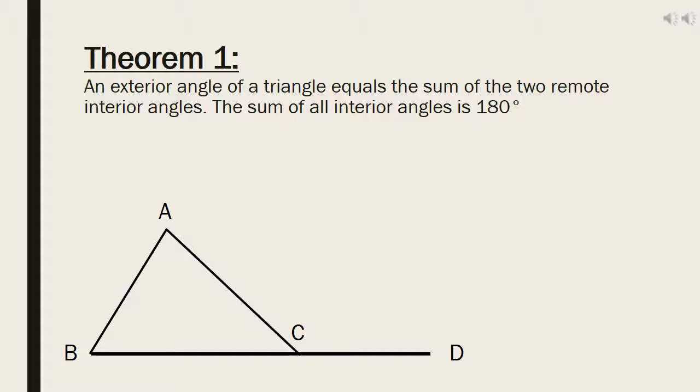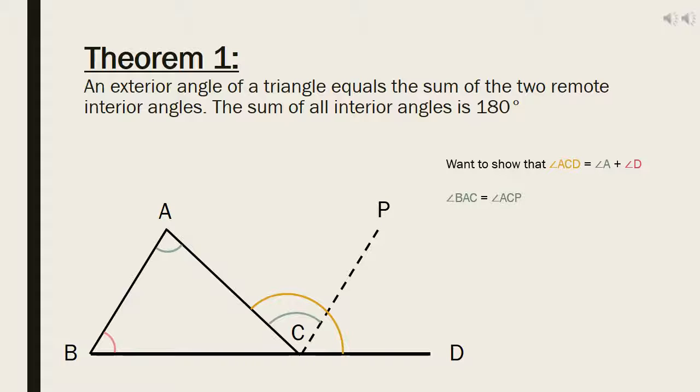Theorem 1. An exterior angle of a triangle equals the sum of the two remote interior angles. The sum of all three interior angles is 180 degrees. We're going to show that angle ACD equals angle A plus angle B. First, draw a line CP parallel to line AB. Angle BAC equals angle ACP because they are alternate interior angles for parallel lines AB and PC with respect to the transversal AC.